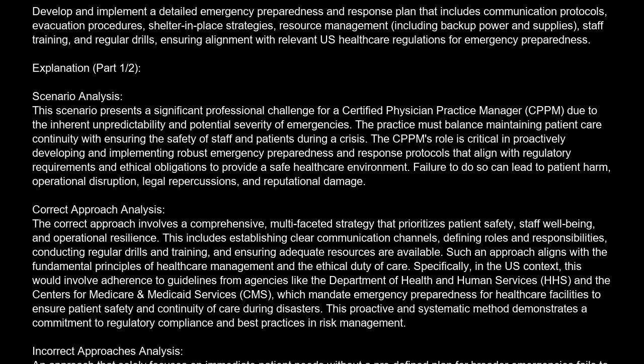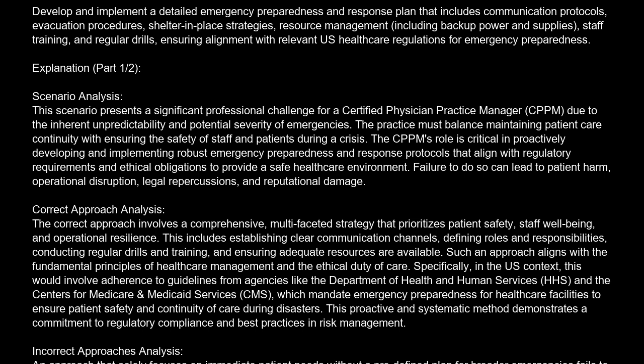Explanation. Scenario analysis. This scenario presents a significant professional challenge for a certified physician practice manager, CPPM, due to the inherent unpredictability and potential severity of emergencies. The practice must balance maintaining patient care continuity with ensuring the safety of staff and patients during a crisis. The CPPM role is critical in proactively developing and implementing robust emergency preparedness and response protocols that align with regulatory requirements and ethical obligations to provide a safe healthcare environment. Failure to do so can lead to patient harm, operational disruption, legal repercussions, and reputational damage.